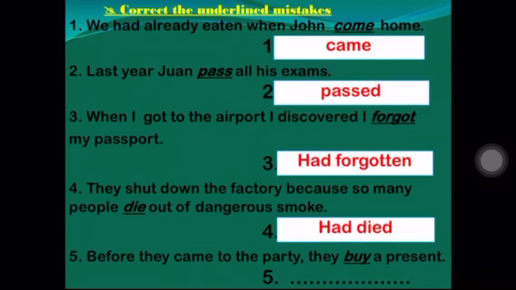Before they came to the party, they buy a present. Which action happened first? It's the buying verb. So we have had bought. So please don't forget the action that happened first in the past should be in the past perfect, and the action that happened next should be in the simple past.